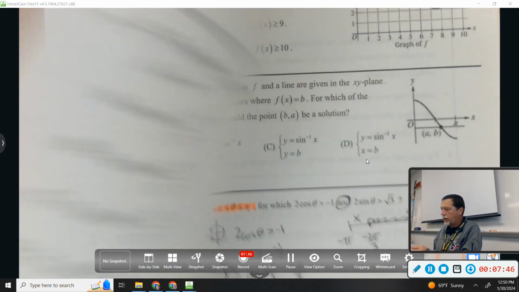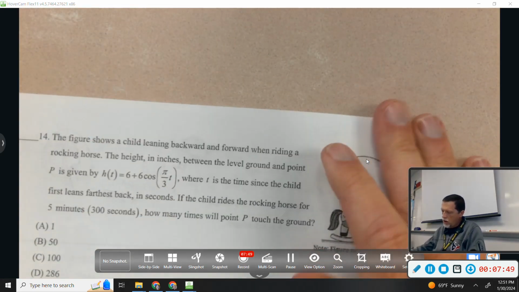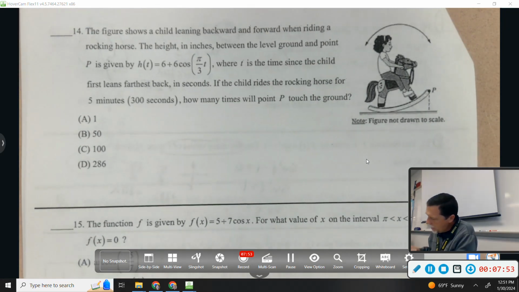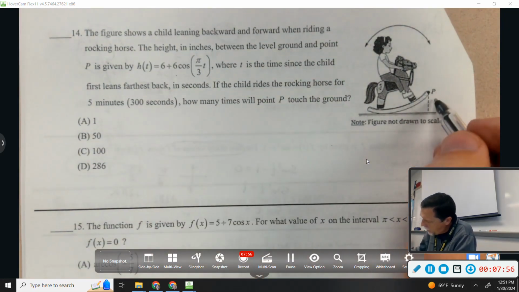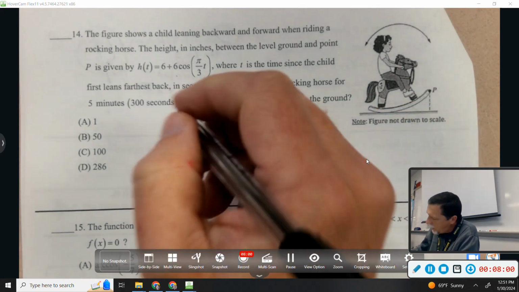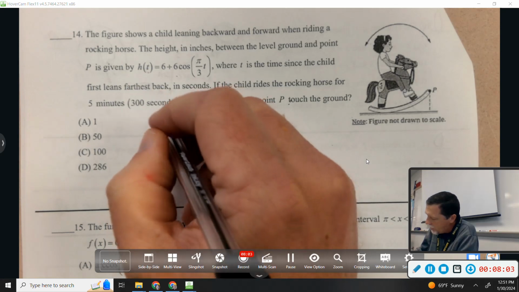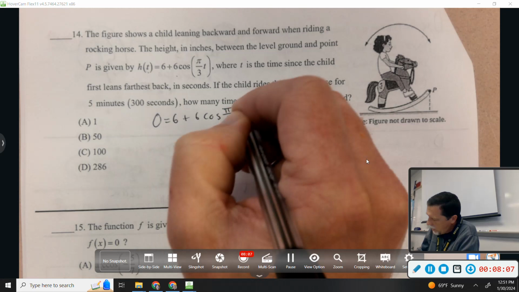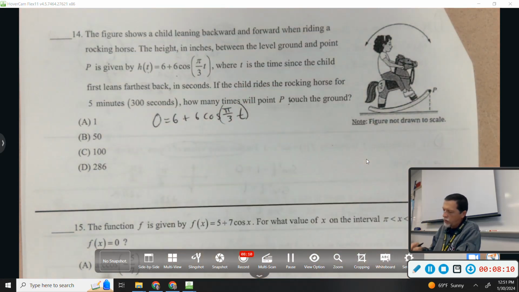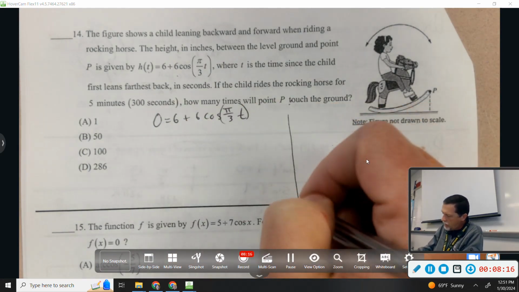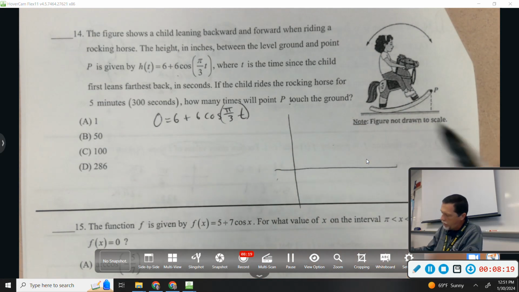Number 14. Okay, there's a rocking horse problem. There's the equation for the height of P. How many times will P touch the ground? So that would be where P equals 0, basically, or H equals 0. Well, a bunch, I guess, is the question between 0 and 300 seconds. Maybe a graph. Yeah, a graph would be the right way to go.